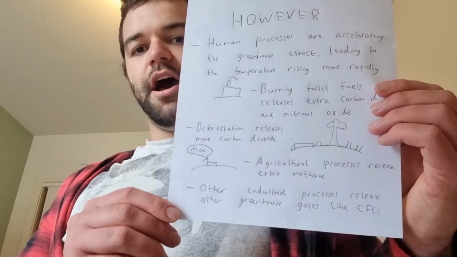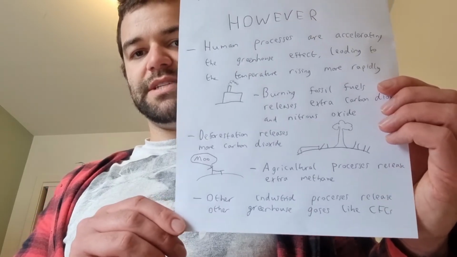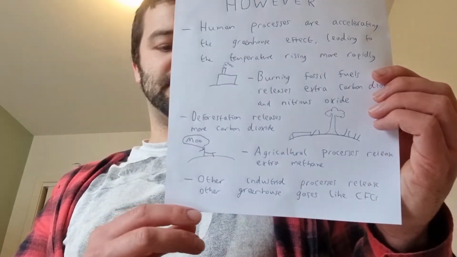And other human processes can also result in other greenhouse gases, like, for example, CFCs. CFCs is short for chlorofluorocarbons, which are an artificial gas that can really enhance this greenhouse effect as well. They used to be very common. These CFCs used to be really common in things like fridges. Fortunately, we don't use them as much anymore, but some processes still make them.